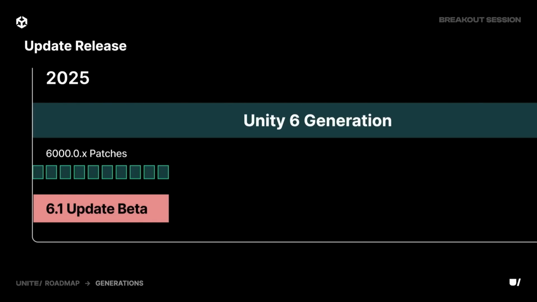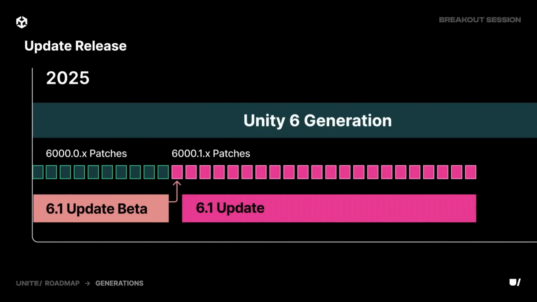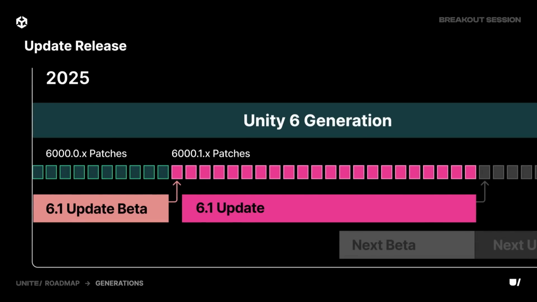The support window starts when the first generational release ships, and it doesn't get reset with an update patch. As issues get fixed, they get released in patches and rolled up into an update release. We do backport between generations, but not within them. The first update release will be 6.1, as you heard earlier, and it will enter beta in January and ship in April of next year. The cycle then repeats itself through the generation, and we'll be documenting a lot more about this in our blog, so watch out for that.